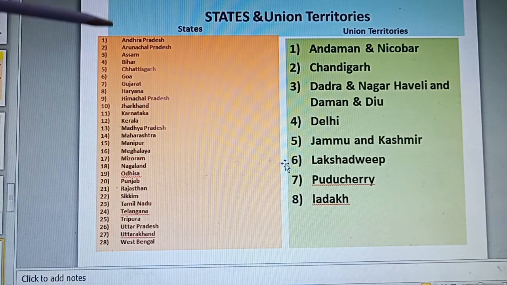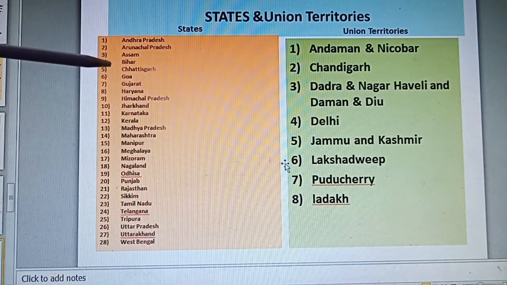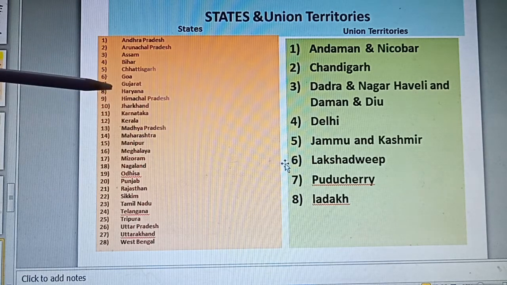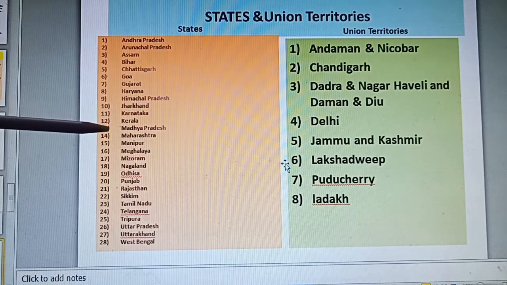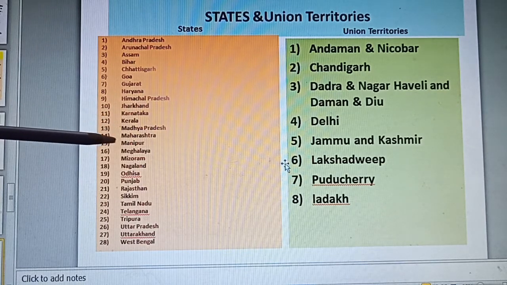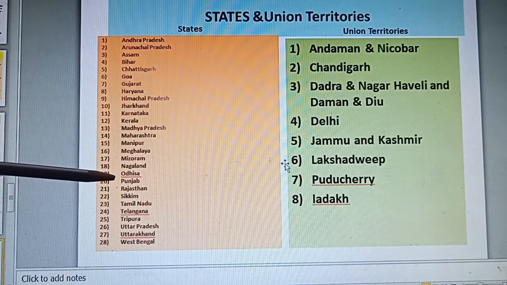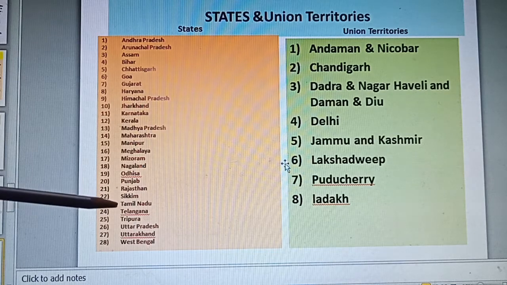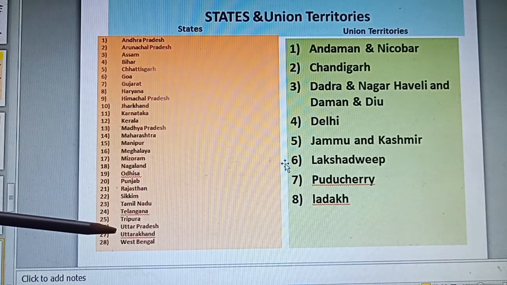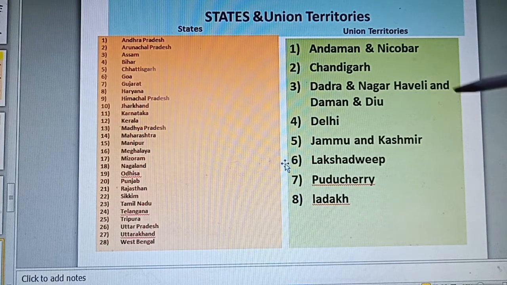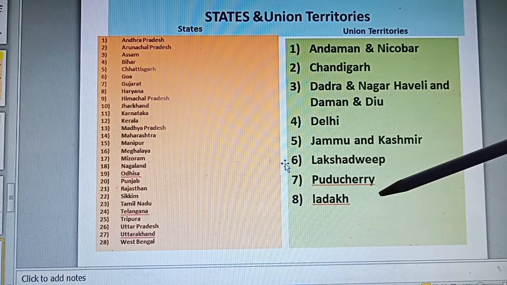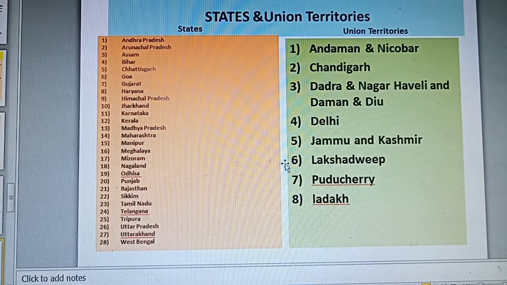The 28 states are Andhra Pradesh, अरुणाचल प्रदेश, असम, बिहार, छत्तीसगढ़, गोवा, गुजरात, हरियाणा, हिमाचल प्रदेश, झारखंड, कर्नाटका, केरल, मध्य प्रदेश, महाराष्ट्र, मणिपुर, मेघालय, मिजोरम, नागालैंड, ओडिशा, पंजाब, राजस्थान, सिक्किम, तमिलनाडु, तेलंगाना, त्रिपुरा, उत्तर प्रदेश, Uttarakhand and West Bengal. These are the 28 states of India. The Union Territories: Andaman and Nicobar, Chandigarh, Dadra and Nagar Haveli and Daman and Diu, Delhi, Jammu and Kashmir, Lakshadweep, Puducherry, and the last one is Ladakh. So there are 28 states and 8 union territories.